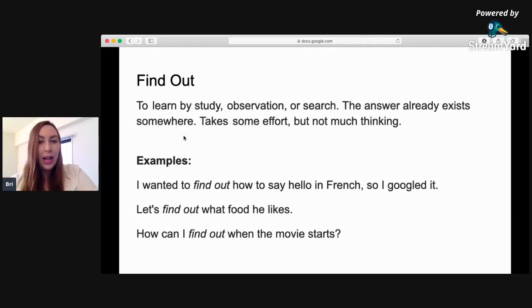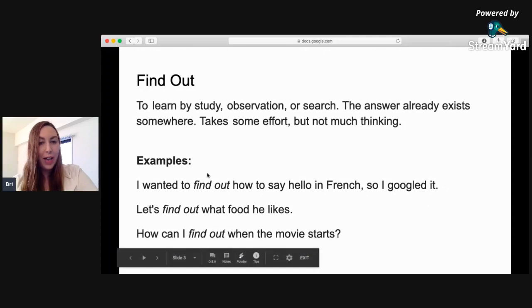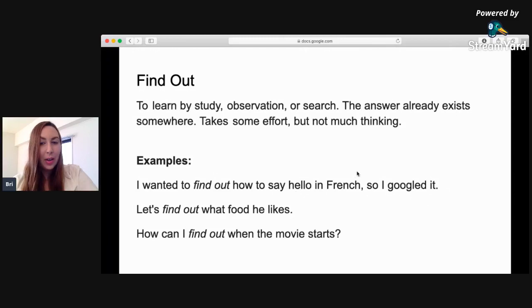Okay, so here are some examples. I wanted to find out how to say hello in French, so I Googled it. So find out how to say hello. The word hello in French already exists. There is already an answer somewhere. So Googling it is a little bit of effort, but you don't really need to think so much, okay?